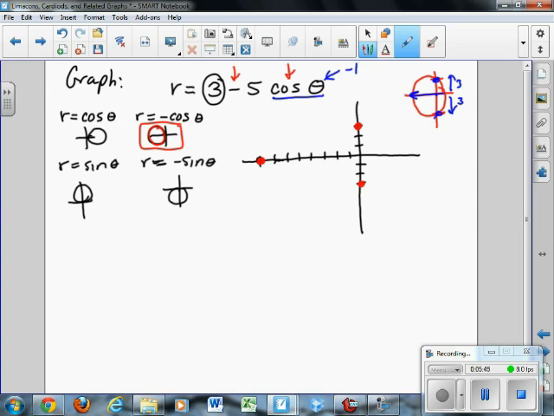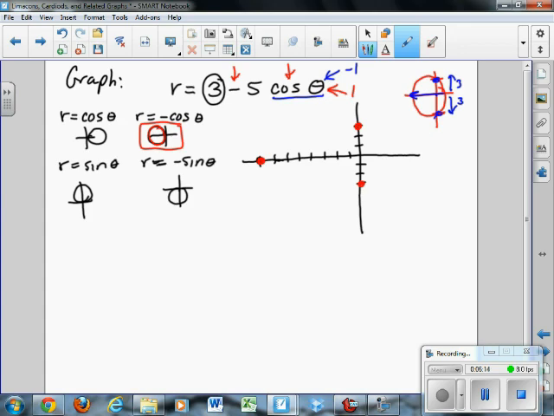Now, what's the smallest value I could get? Well, the smallest value is going to occur when cosine of theta is equal to 1. And cosine of theta is equal to 1 at 0. So when cosine of theta is equal to 1, it's going to be 3 minus 5, which is -2. So that tells me I'm going to have 0, -2.